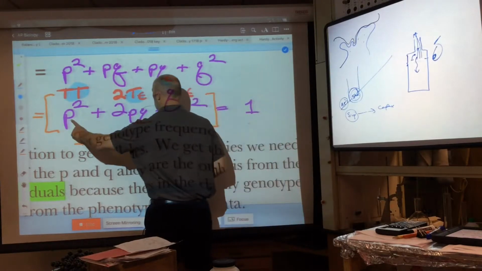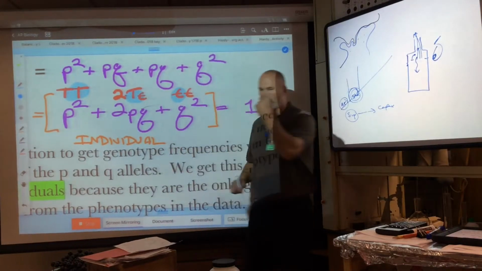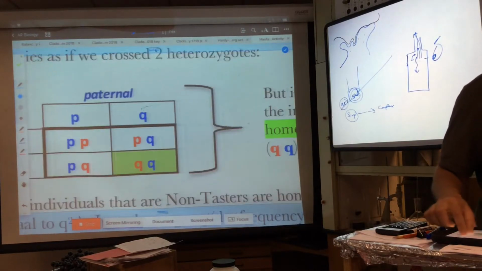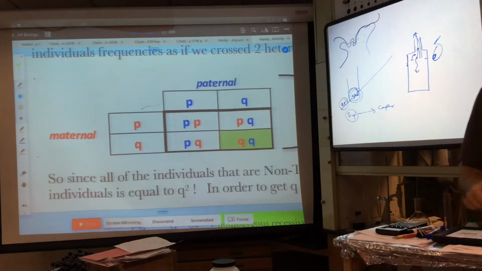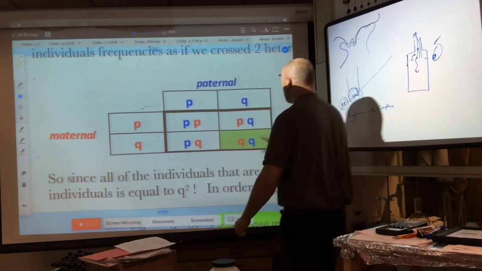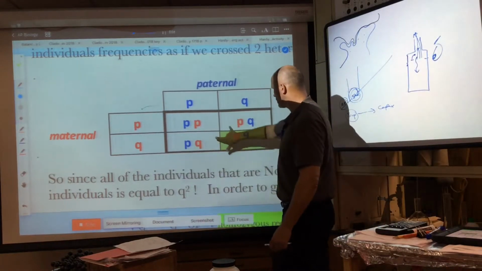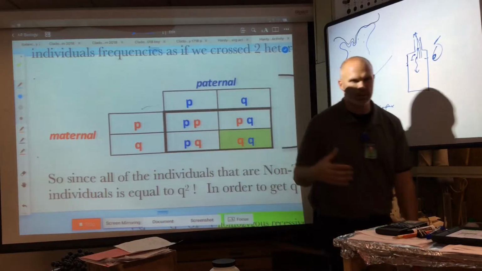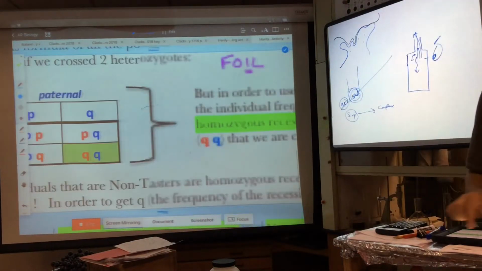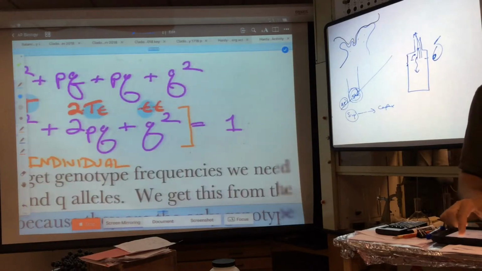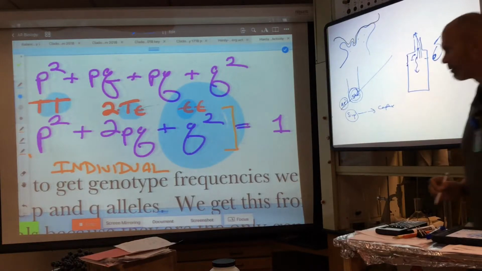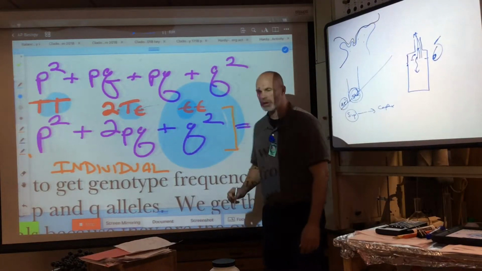A 1 to 2 to 1 ratio of those types of individuals. Notice if we would do a simple Punnett square of a paternal and maternal, you'd get the what? 1 to 2 to 1. And notice this is the jumping off point. The reason I say that is because if I know this guy right here, we know Q squared. We found Q squared. What was Q squared?